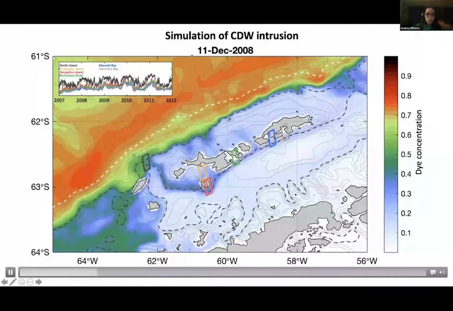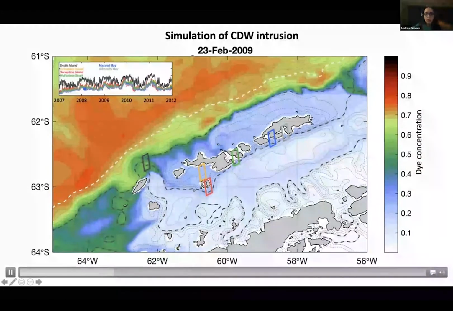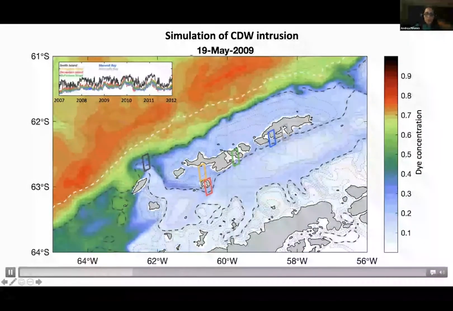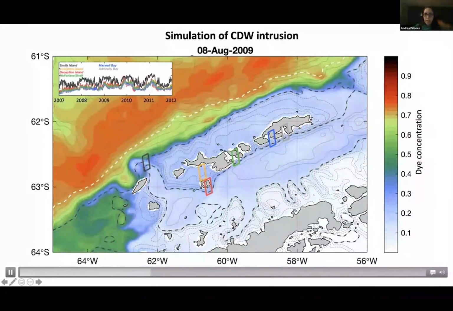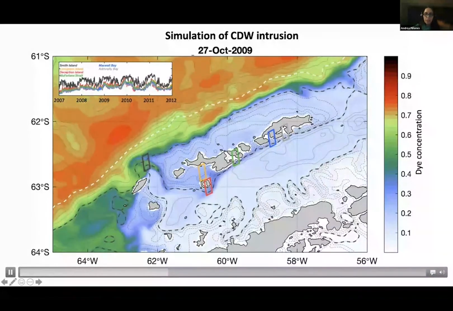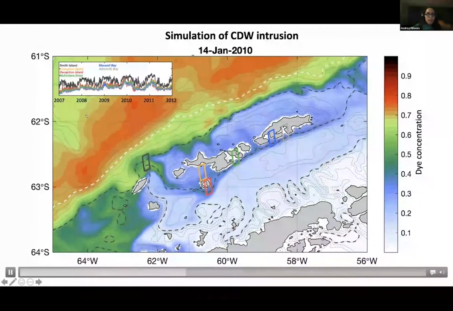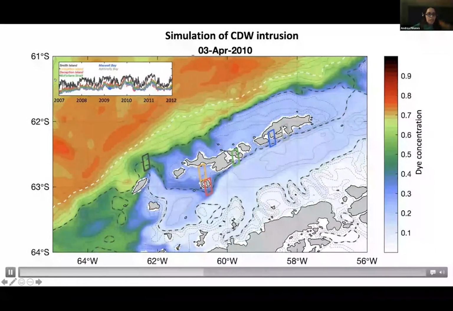These pathways start from here. I'm trying to show you the initial point of intrusion, which is between Smith and Snow. Then it follows the bathymetric contours, goes around Deception Island, south of Deception Island, and follows the pathway to the east along the shelf break of the South Shetland Island.